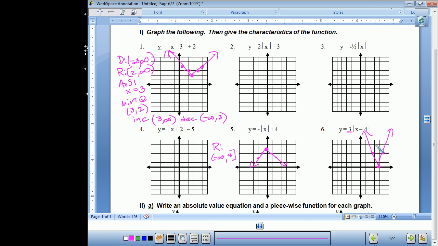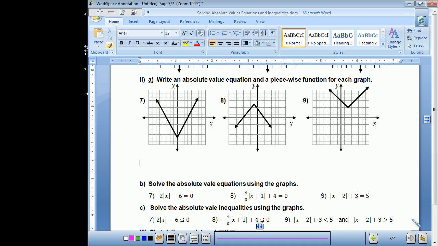All right, your classwork is to finish up the ones we didn't do. I want you to pick 2 of them and do characteristics on 2. And then the rest of the sheet is over. All right? Okay, let's take a look at part 2. Write an absolute value equation and a piecewise function for each graph.